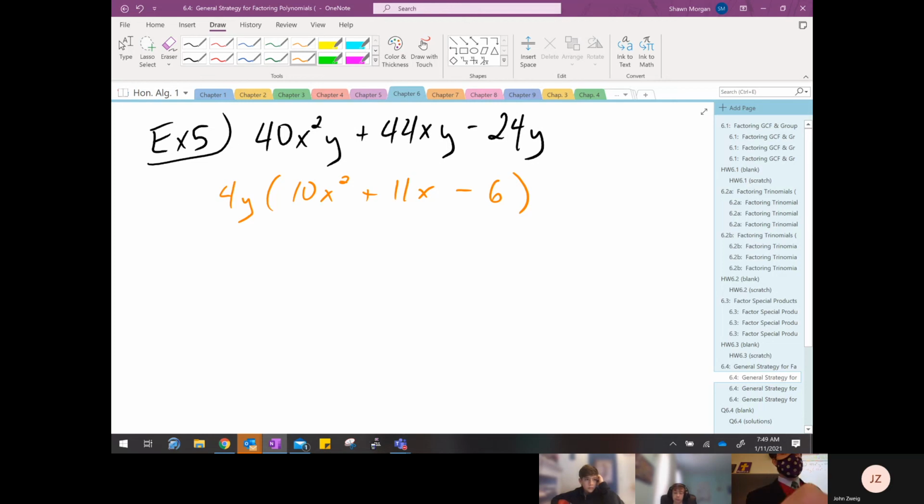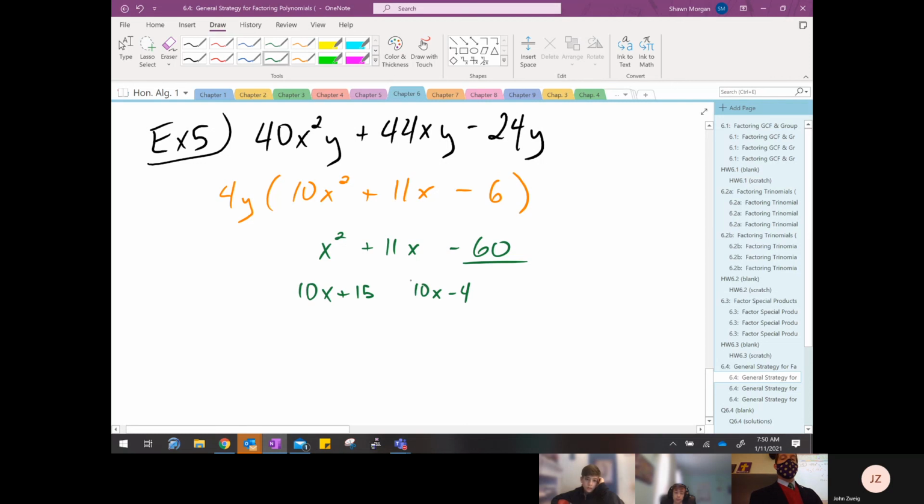Remember how your magic method works? I'll run this through real quick. We let 10 disappear. We want to make it an easier problem temporarily. We multiply 10 times that last term. We pretend like this is our problem. How would this problem factor out? We look for two factors of negative 60 that add up to 11. Those factors are 15 and what? Negative 4. Good. Then the 10 comes back.